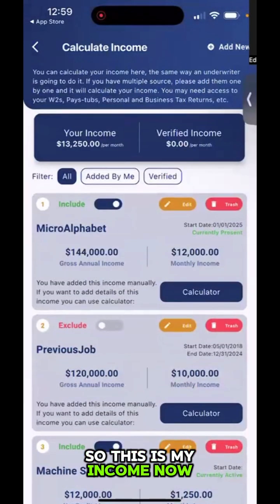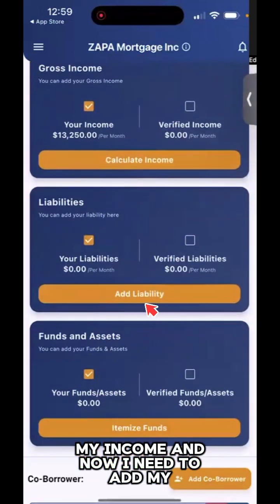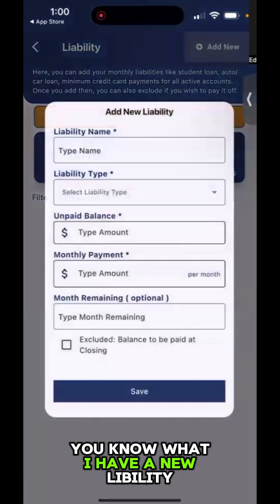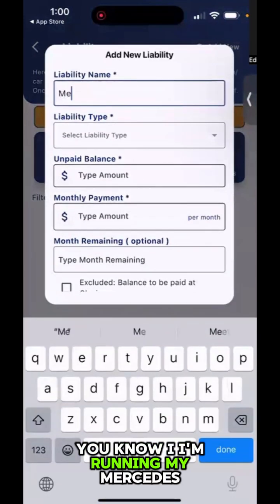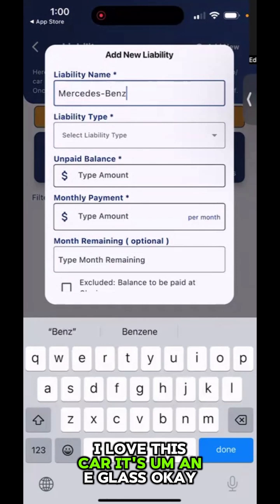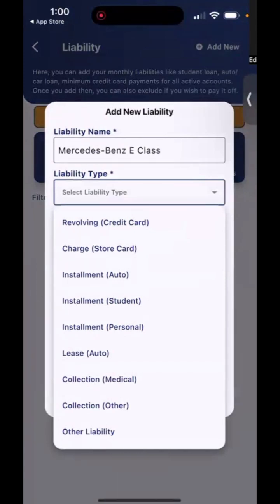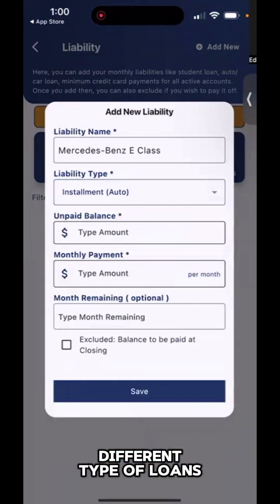So this is my income now. So far I have added my credit score, my income, and now I need to add my liabilities. You know what? I have a new liability. I have a liability called, I'm running my Mercedes Benz. I love this car. It's an E-Class. Okay. Well, I like that car. And it's an auto loan. It's an auto loan.